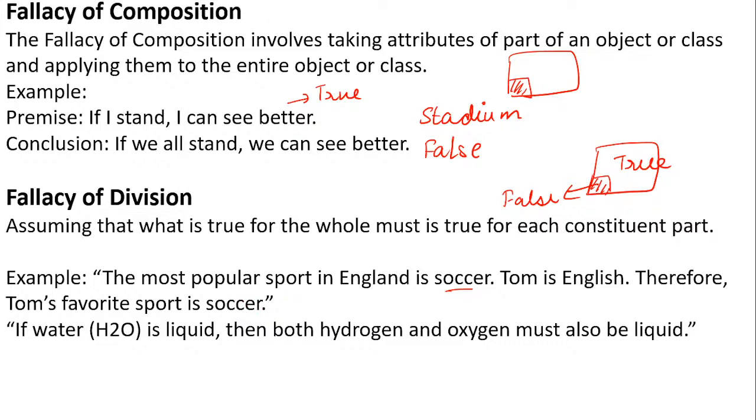For instance, let us take the example of India. In India, the most popular sport is cricket. Okay, now let us take an example of Rajiv. Rajiv is a boy. He is also Indian. So Rajiv's favorite sport is soccer. This is a kind of fallacy. Okay, why? Because assuming what is true of the whole must be true of the part is a fallacy. It is a fallacy of division.